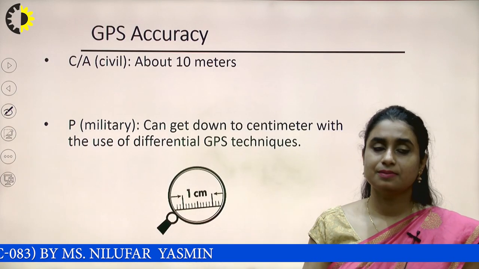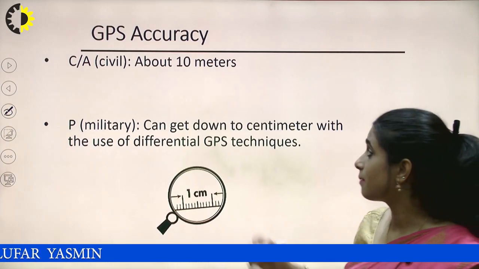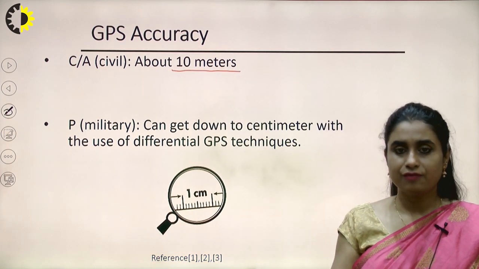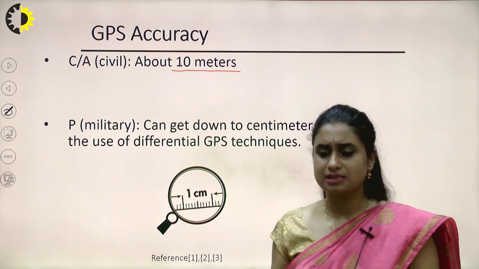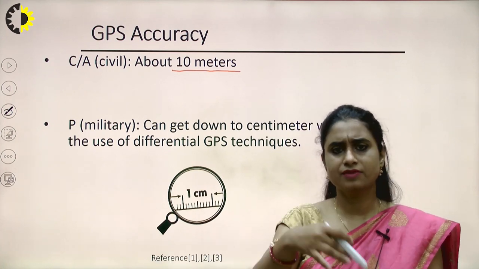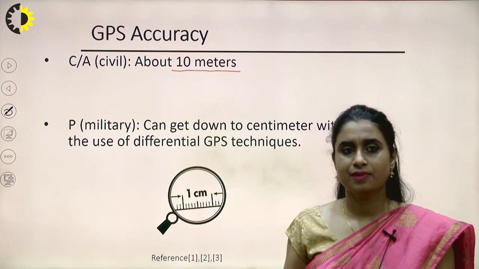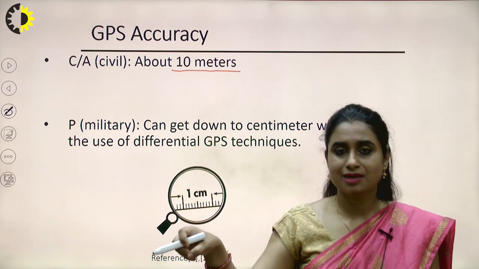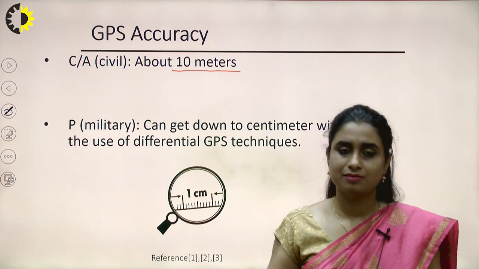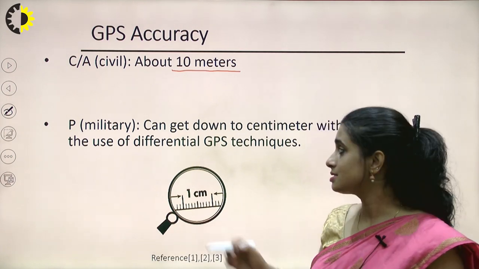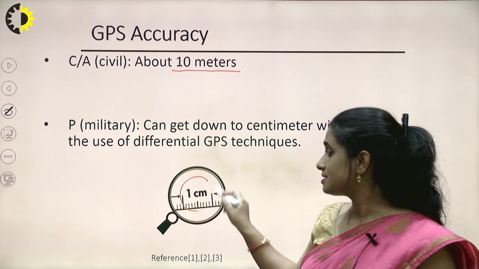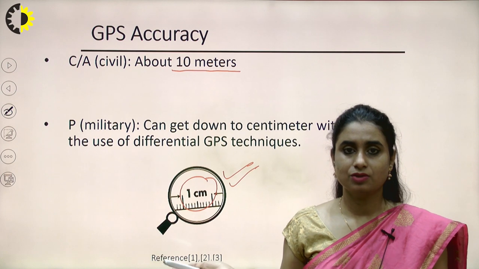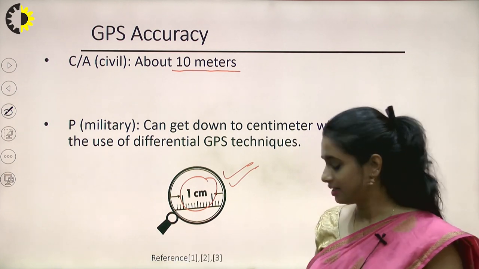Now, if I talk about GPS accuracy, for civil use, the accuracy is approximate. We follow GPS and reach a certain place, and that place would be in the vicinity of 5 to 10 meters. But for military, if we have to do bombardment at some place, we cannot be just 10 meters wrong. So this is accurate to centimeters. You can see how good these receivers are.